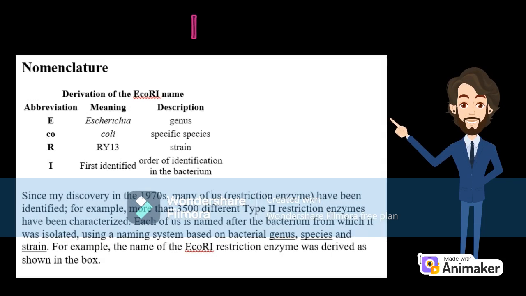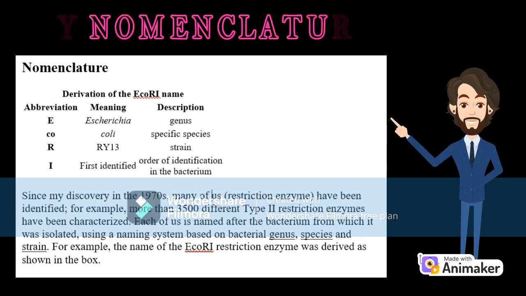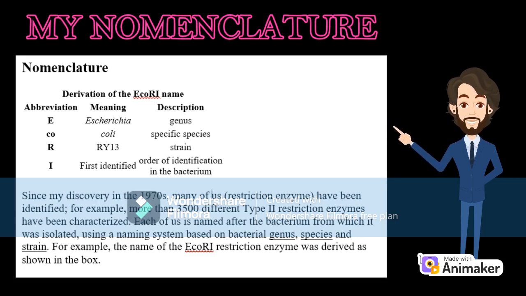While discussing my history, I mentioned the term EcoRI. Now we will see in detail about EcoRI, what the name is, why it came, and how it comes under my nomenclature. Since my discovery in the 1970s, many of us restriction enzymes have been identified. For example, more than 3500 different type 2 restriction enzymes have been characterized. Each of us is named after the bacterium from which it was isolated.